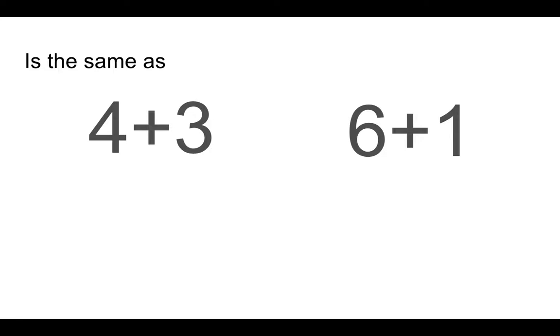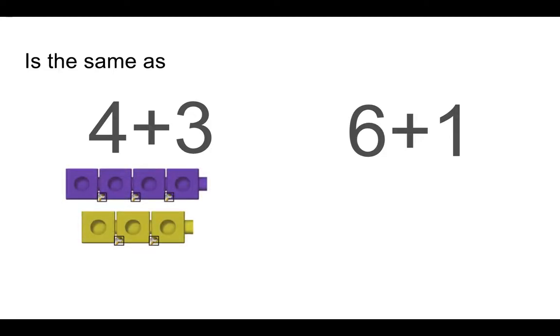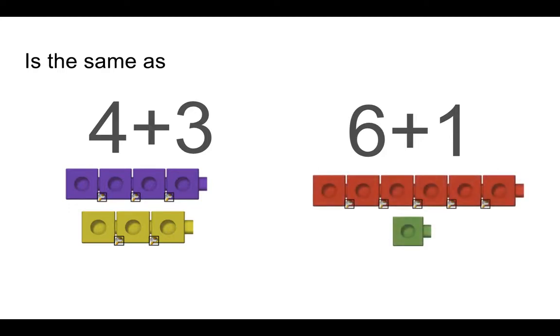Looking at 4 plus 3, I have 4 purple and 3 yellow cubes. And if I look at 6 plus 1, I can represent that with 6 red cubes and 1 green cube. I'm going to test this out to see if both sides balance or are the same by connecting those cubes together and seeing how many I have on each side.